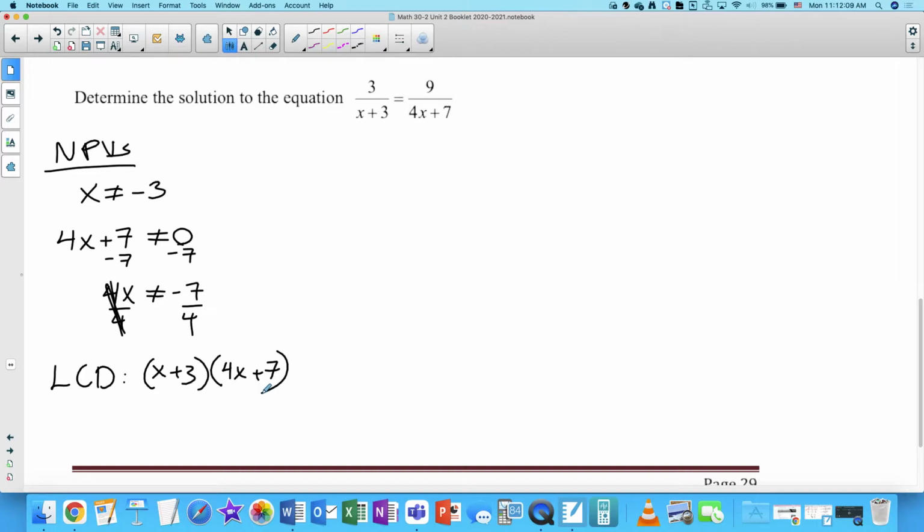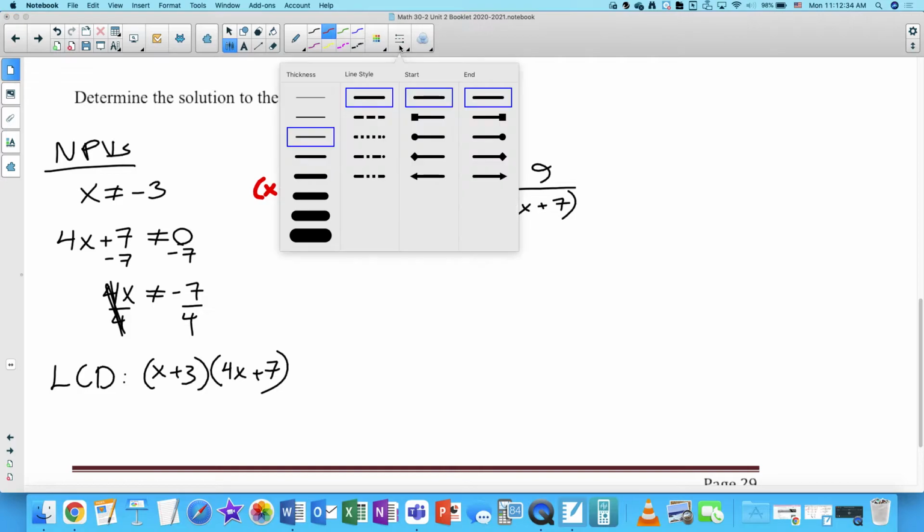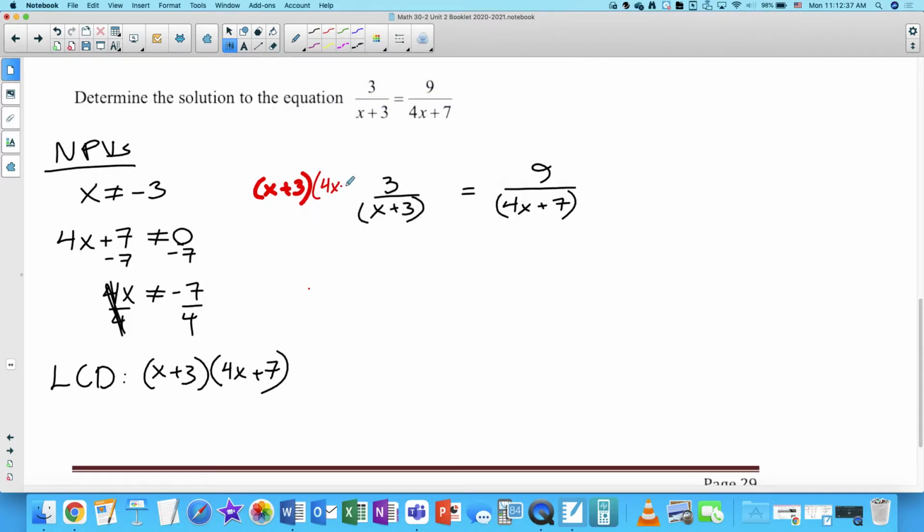Okay, so once we identify the LCD, I'm going to rewrite this and give myself lots of space, because my next step is to multiply everything by that LCD. And what I mean by everything is every single term on each side. Whoops, let's fix that. And then here, x plus 3 times 4x plus 7. Okay, so I'm multiplying everything by the LCD, and now certain factors will cancel.